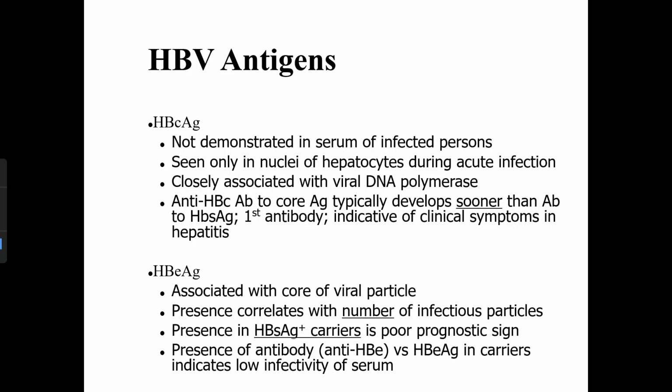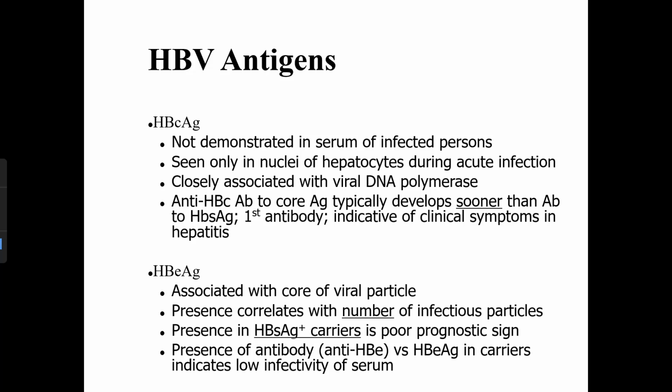The core antigen is not demonstrated in the serum of infected people. It's seen only in the nuclei of hepatocytes during acute infection. It's closely associated with viral DNA polymerase. Anti-HBc, or antibodies to the core antigen, develop sooner than antibodies to the surface antigen. And this is indicative of clinical symptoms in hepatitis.